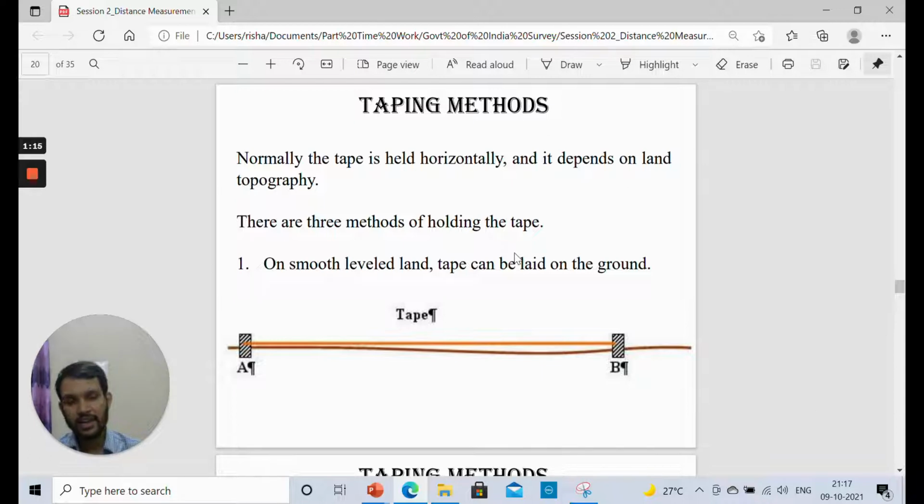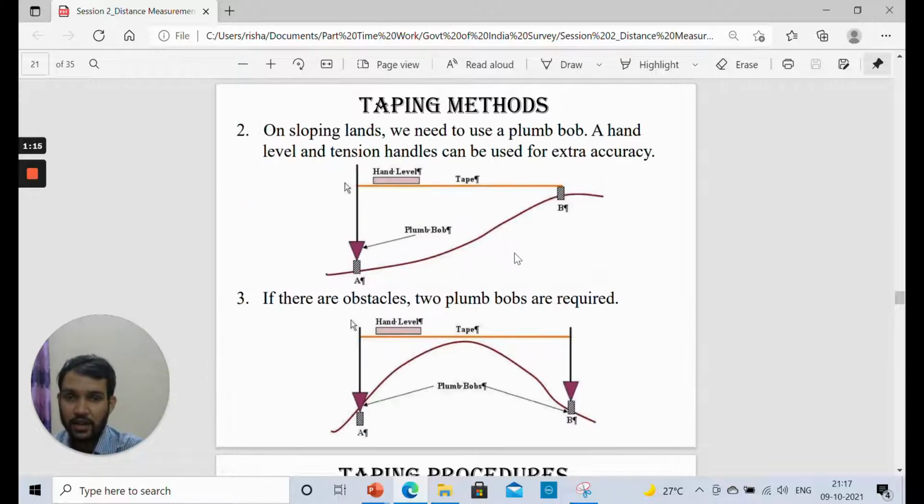Secondly, if it is not a leveled ground, or if it is a case of hilly station or sloping land, then we will use the same technique that I told you while we were studying about the plumb bob and handle. Just the same thing, we will transfer the point at a station.